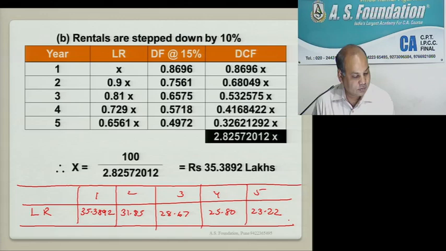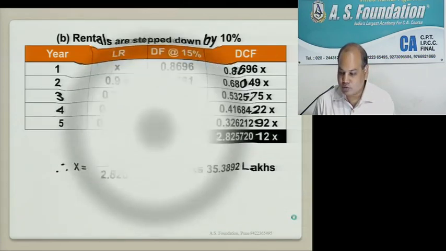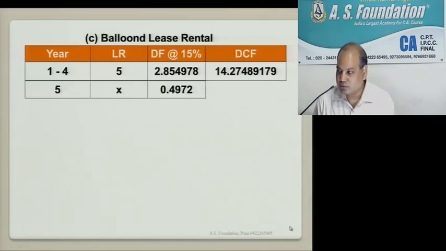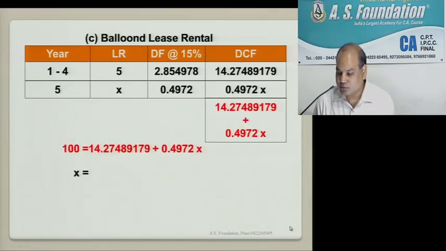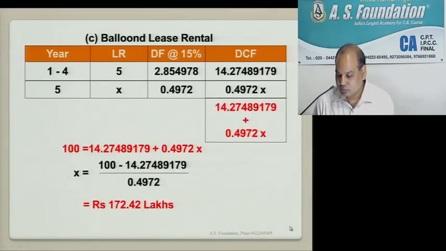Balloon lease rental for 1 to 4 years is 5 lakh. So you have to find the fifth year answer. Anybody, fifth year answer? 172.42. Check the answer. 172.42 lakh. Tick mark. Half mark again. So total you got 1.5 marks.